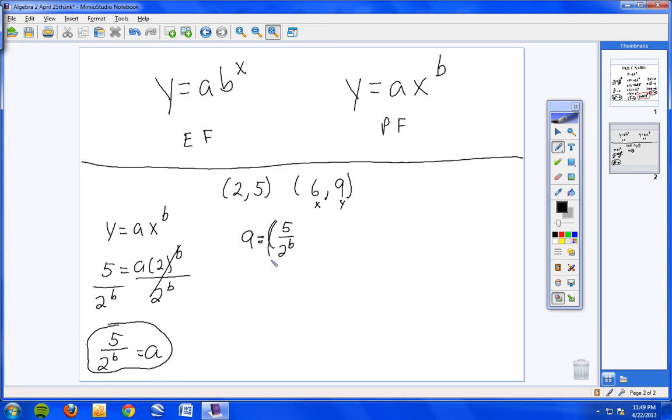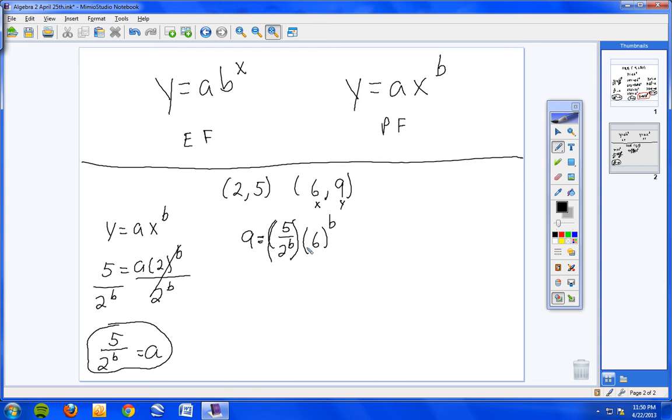Now Mr. Erhart, where did you get that? Well, I got it from right down here. Remember, a equals 5 over 2 to the b. Now next in your model is x, so I'm going to go ahead and put an x in, which is 6. And then 6 to the what power? 6 to the b power.